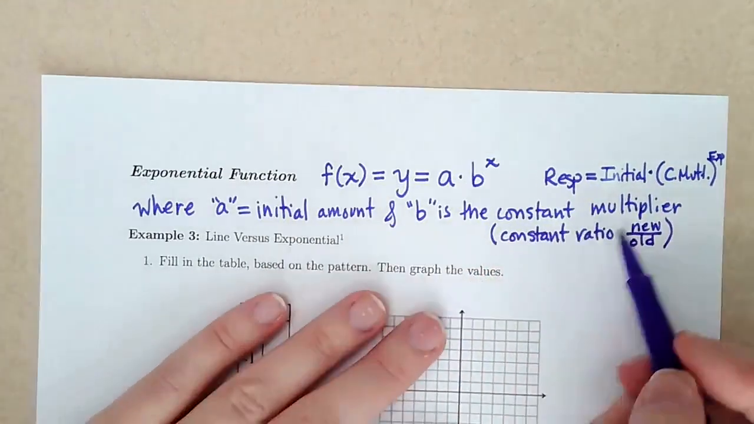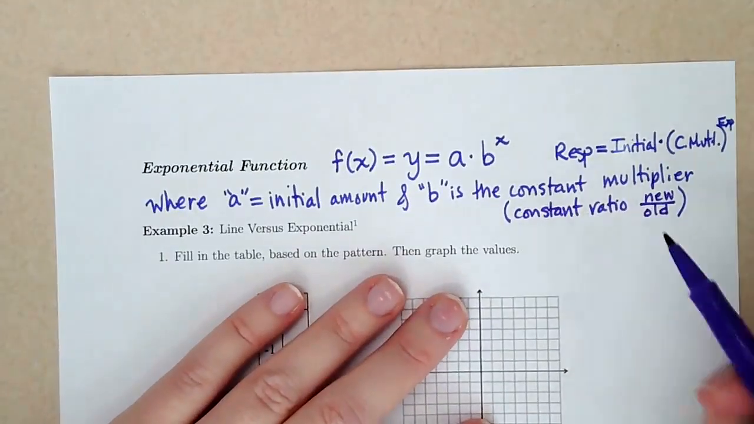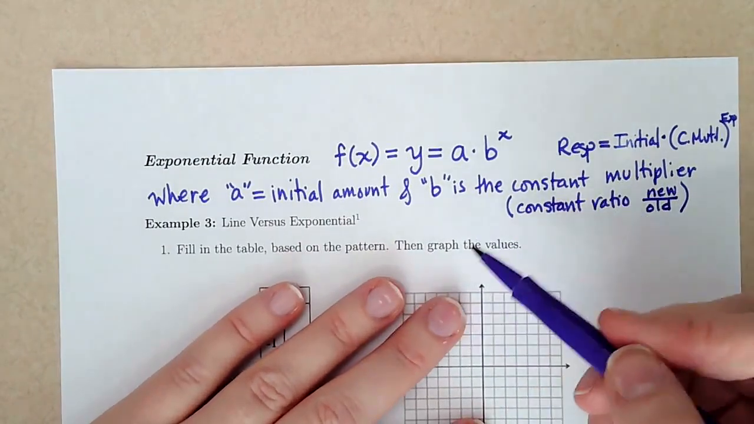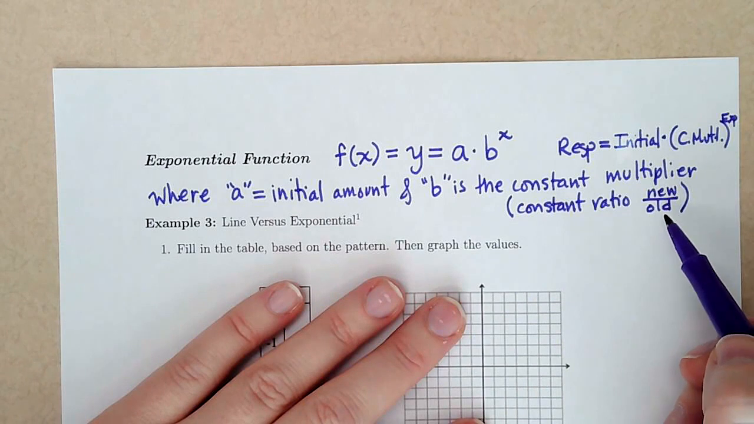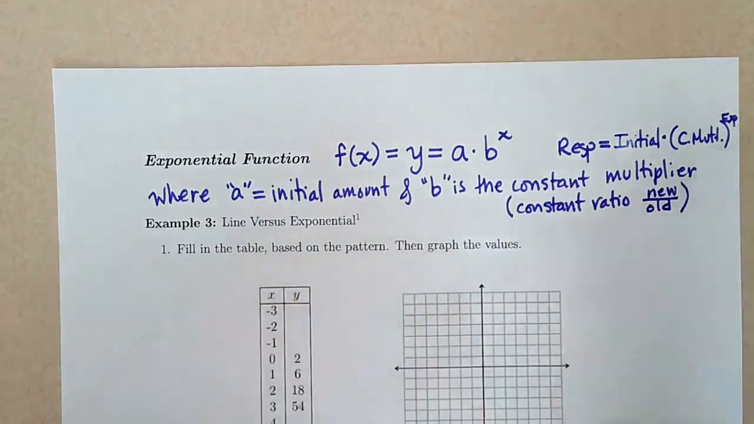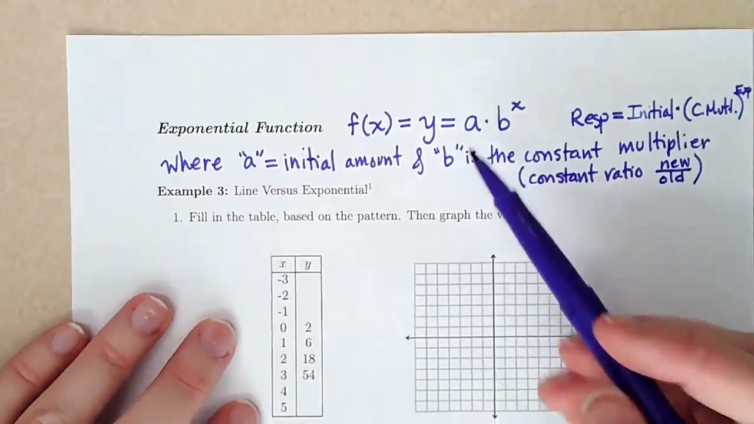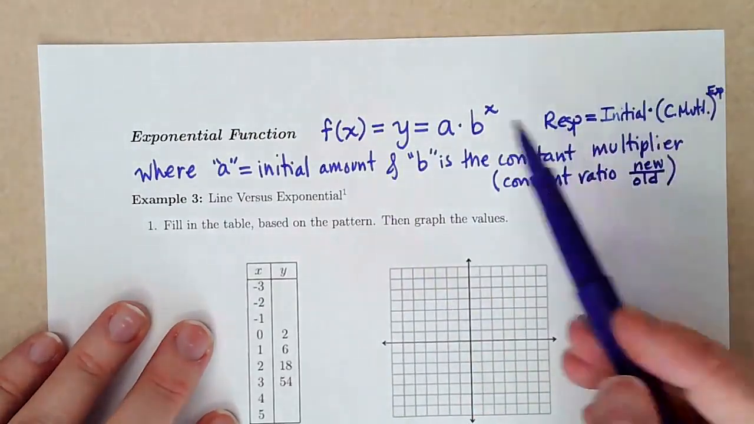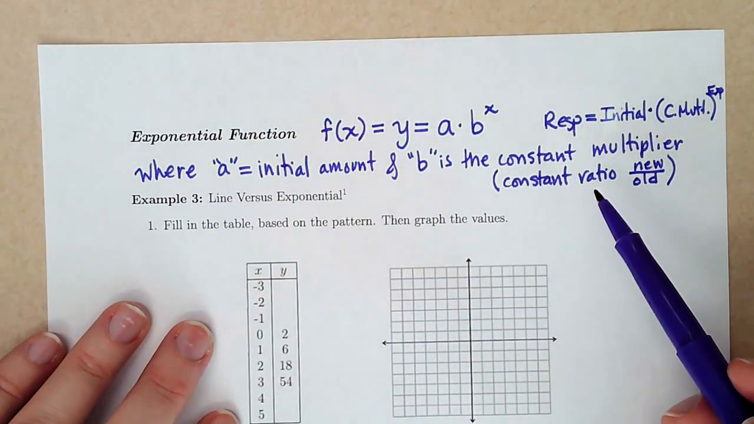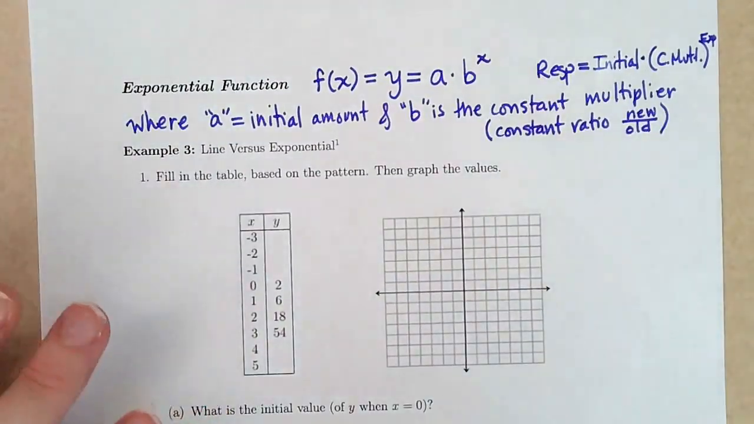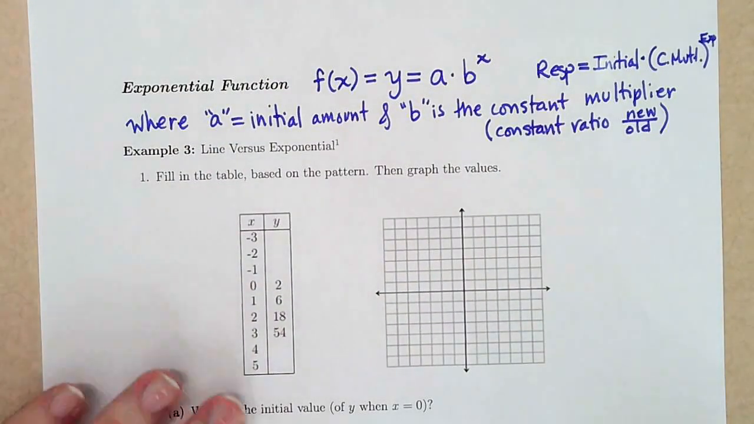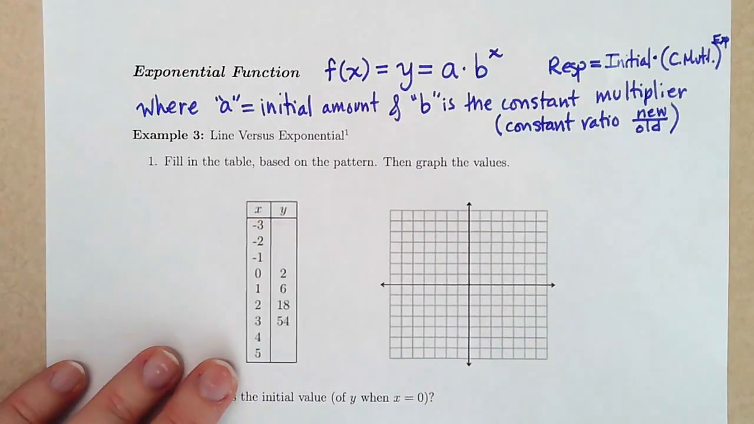So if you're ever like, I can't find the constant multiplier, how do I find it? When it's funky like a decimal, you have to do a new to old scenario, and they have to differ by maybe 1 year or 1 increment. Okay, so there is our model for this. So let's look at another scenario where it's linear versus exponential. Fill in the table based on this pattern.